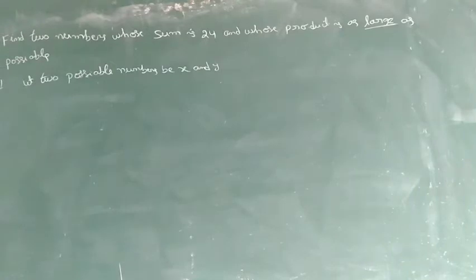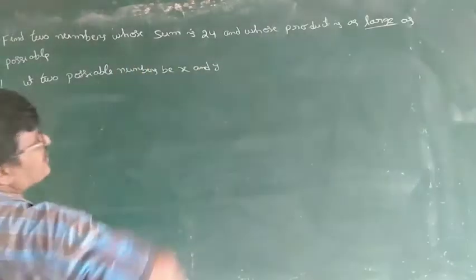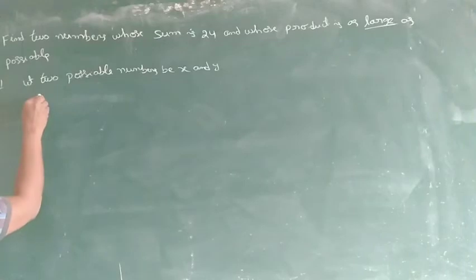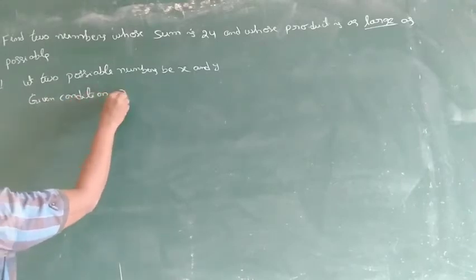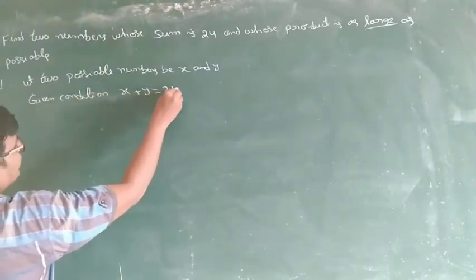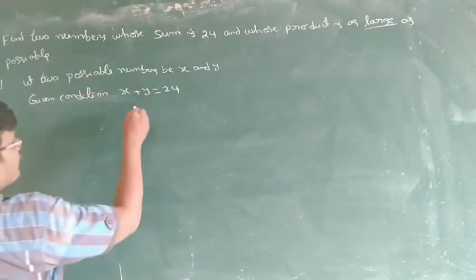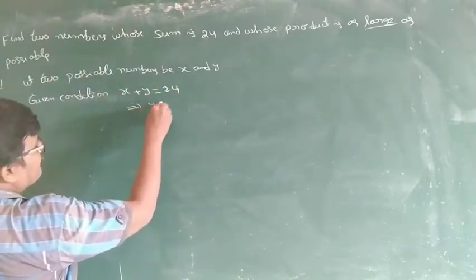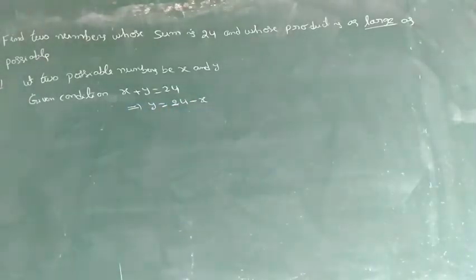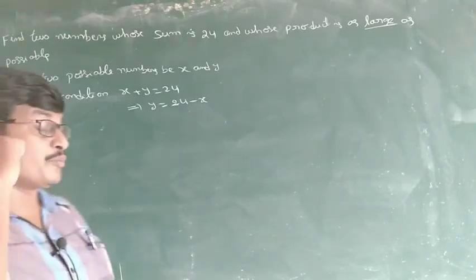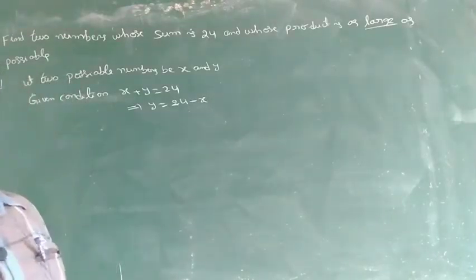Okay, x, y. What is the given condition? Sum is 24. So x plus y is 24, that implies y is equal to 24 minus x. So next one, product is as large as possible. Which product? That two numbers' product.